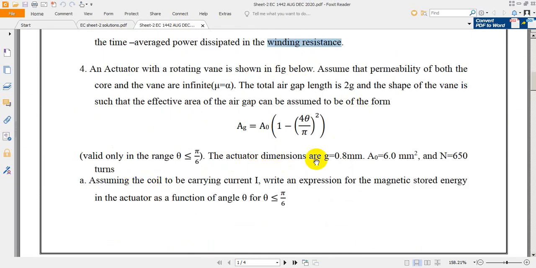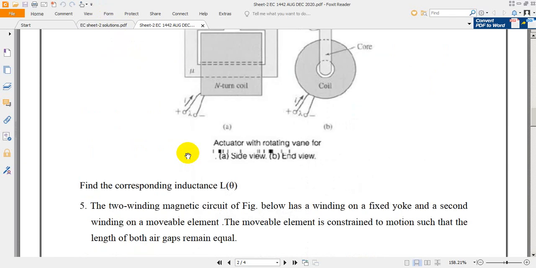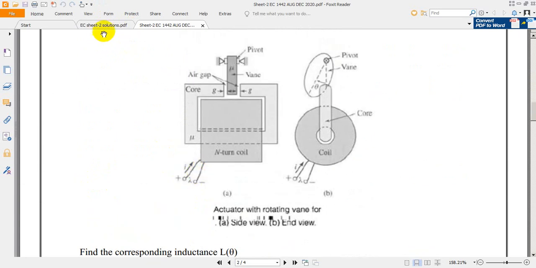He has given the dimensions of the air gap, cross-sectional area, and the number of turns 650, and the air gap effective cross-sectional area is Ag is equal to A naught into (1 minus 4t by pi) the whole square. What we need to calculate, assume the coil current I is the current flowing in the coil. We need to identify the expression for the magnetic stored energy in the actuator as a function of theta less than pi by 6, and also the corresponding inductance value. This is the thing we need to evaluate.